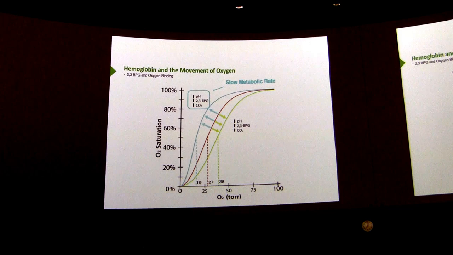Yes? So how does 2,3-BPG begin to dissociate? It's doing it constantly. So as I said, it's not covalently bound. So something that doesn't covalently bind can come on, come off, come on, come off. And it's doing that from the minute it binds to hemoglobin. Okay? Yes, question?